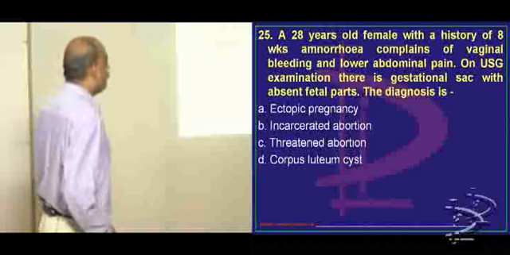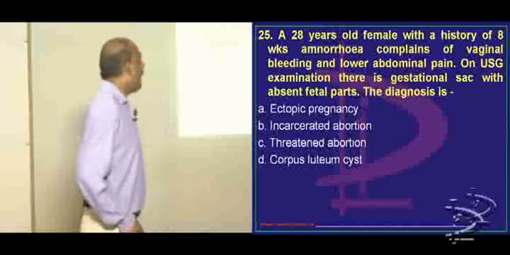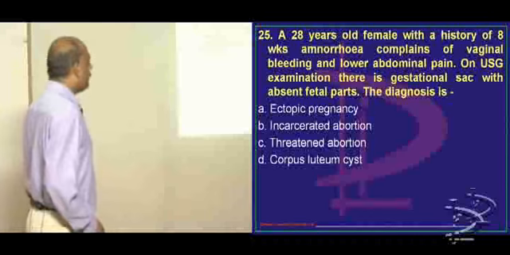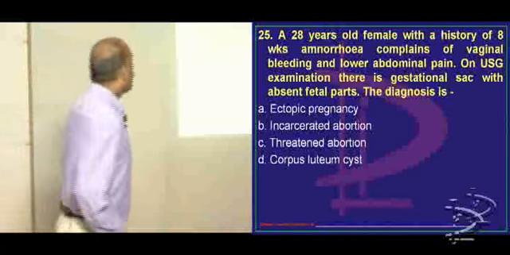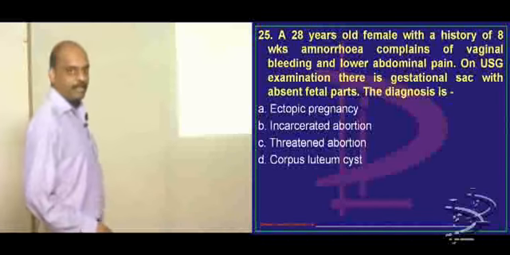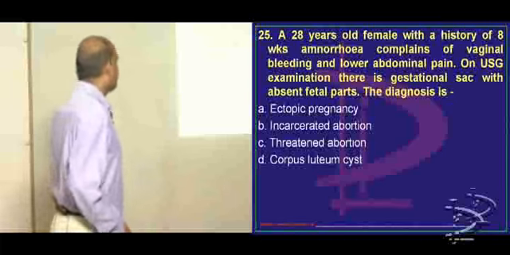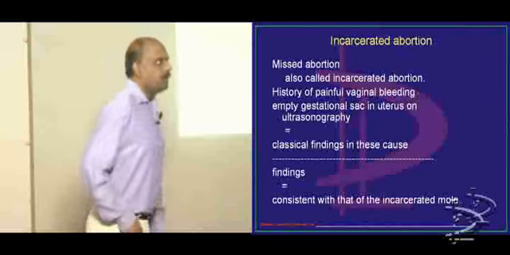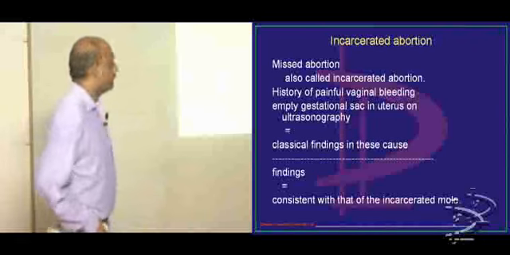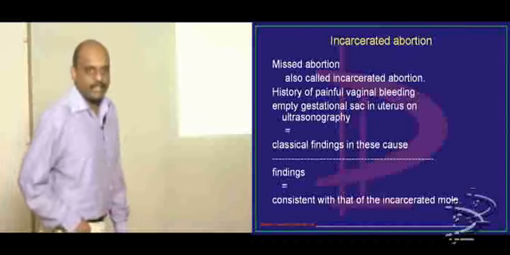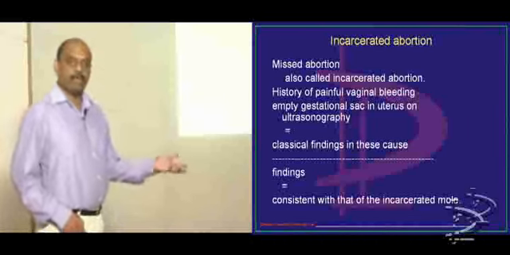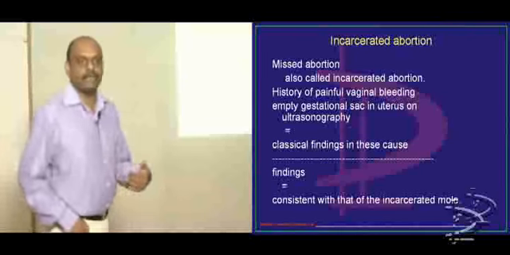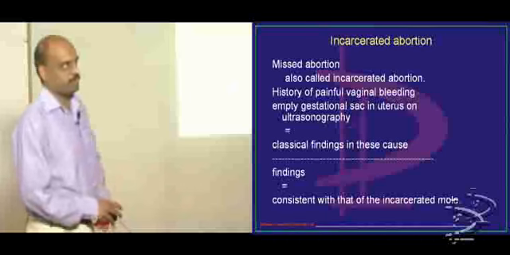A 28-year-old female with a history of about 8 weeks of amenorrhea complains of vaginal bleeding and lower abdominal pain. On ultrasound there is a gestational sac but the fetal parts are absent. Then what is your diagnosis? It is a very important question. There is an abortion here. But what type of abortion is it? Is it a threatened abortion, missed abortion, inevitable abortion, or complete abortion? Let us be very sure about it.